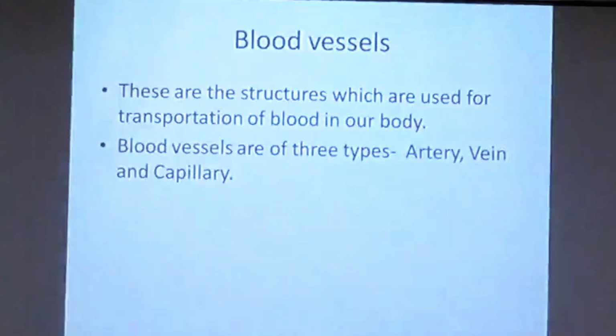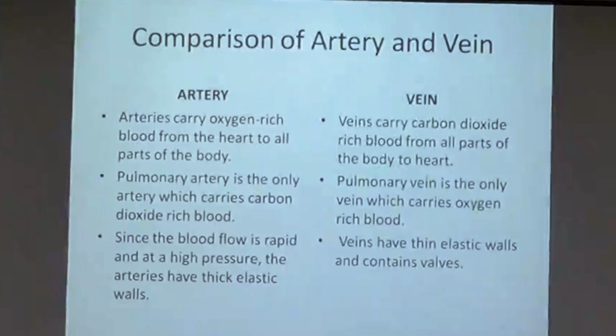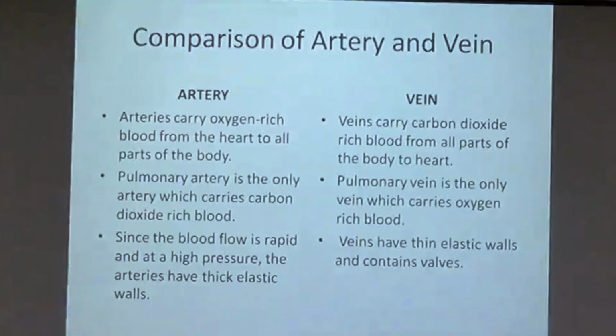Next is blood vessels. These are the structures which are used for transportation of blood in our body. Blood vessels are basically of three types: artery, vein and capillary. So here we will see the comparison of artery and vein in terms of both structure and function. Arteries carry oxygen rich blood from heart to all parts of the body, and veins carry carbon dioxide rich blood from all parts of the body back to the heart.